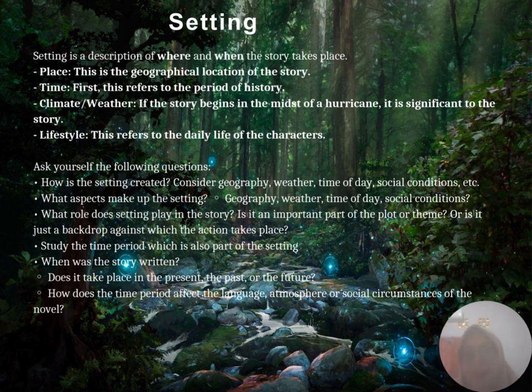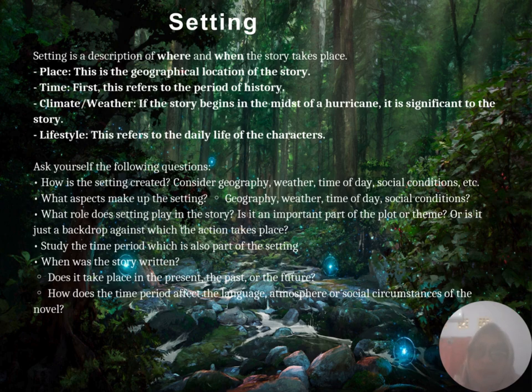So there are four things. First, we talk about the place. You know that the place is the geographical location of the story. So you need to pay attention to the place of the story. Is it in Indonesia, in Egypt, like Habiburrahman's novels, always with the setting in Egypt, or in Europe, the Middle East, etc.? So the place where it takes place, the geographical location.